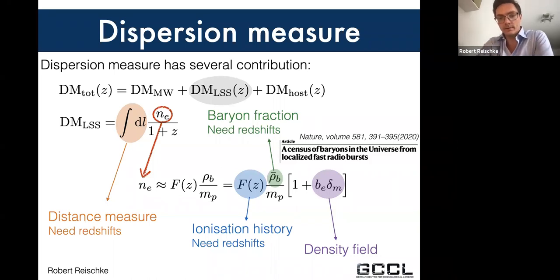So if you want to know all about the fast radio bursts which have known redshift information, which are only very few, as you will see later, there's an interesting paper which also used these fast radio bursts, where you have the dispersion measure, and you also have an independent redshift estimate, because you did a follow-up of the fast radio burst. And there's a paper in Nature from last year, which measured basically the baryon fraction in the universe using these fast radio bursts, and claimed to have solved the missing baryon problem.